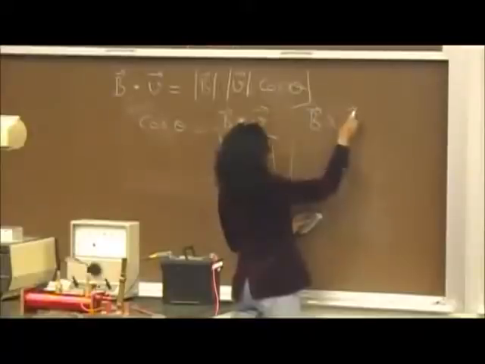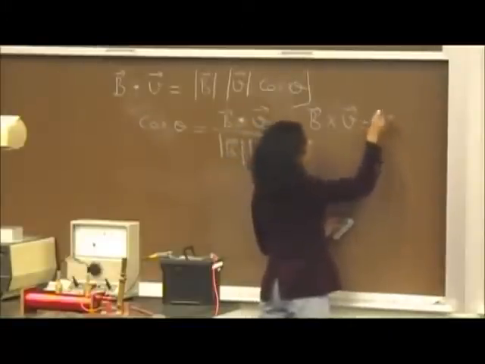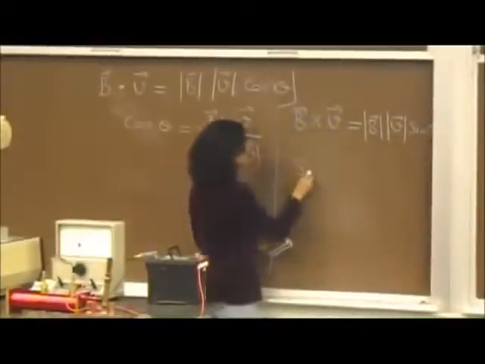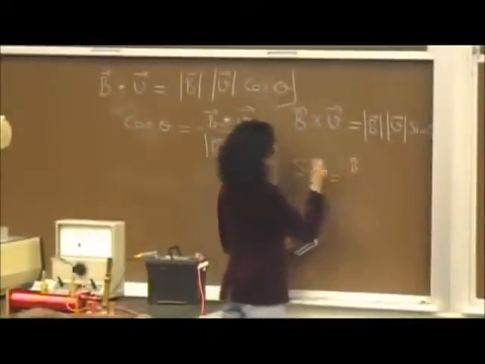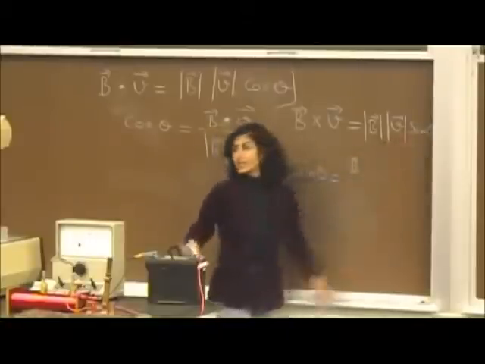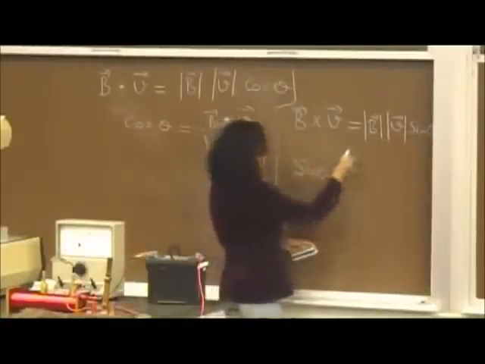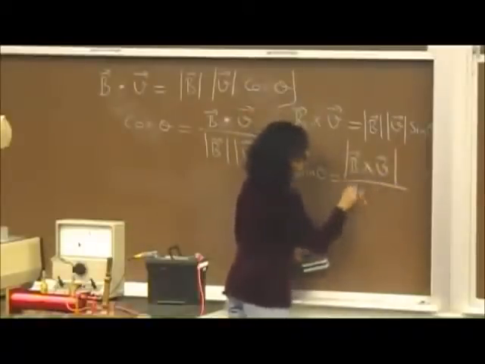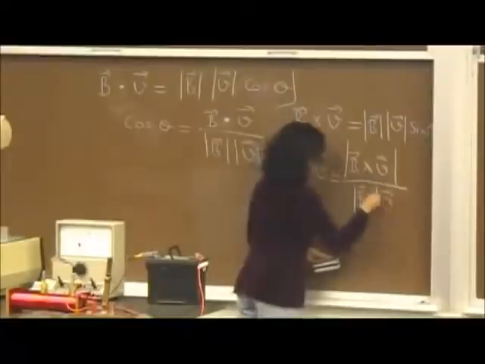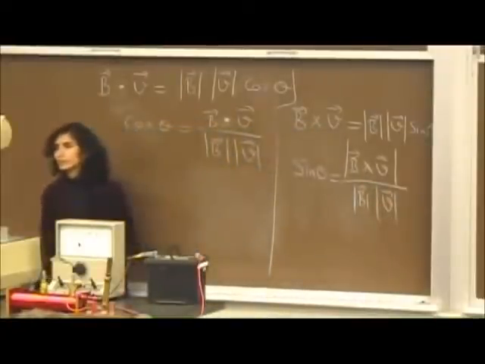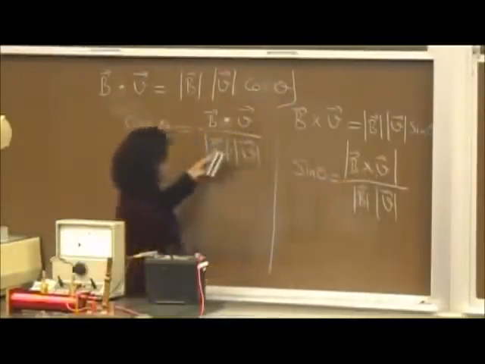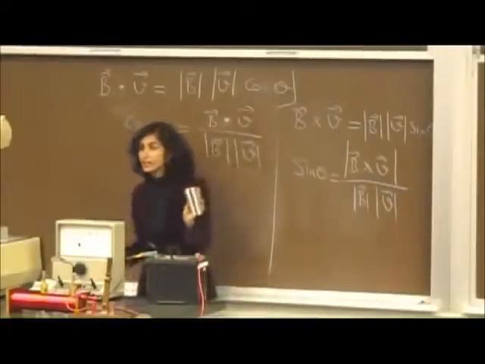For example, when you have B cross V, you have magnitude of V times sine theta, and that means sine theta is what? A scalar quantity, right? So if sine theta is a scalar quantity, it will be magnitude of B cross V divided by magnitude of B, magnitude of V. Okay. So we could have done it this way, or we can do it the other way. Let's try both ways and see if we get the right answer or not.